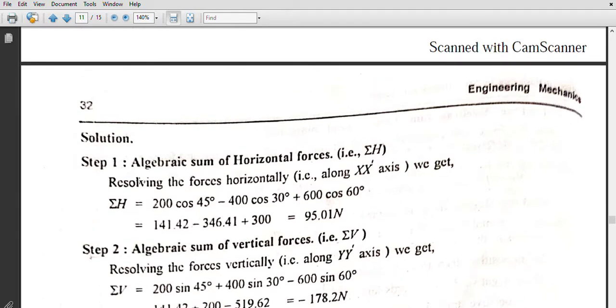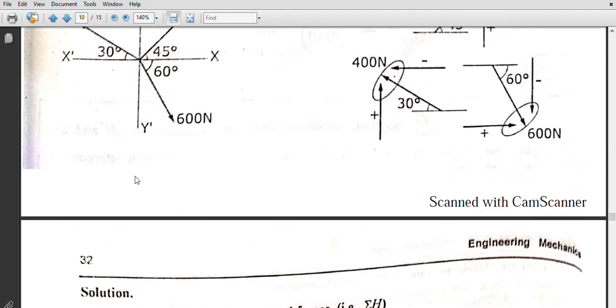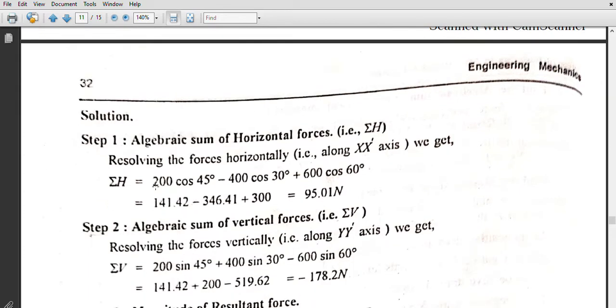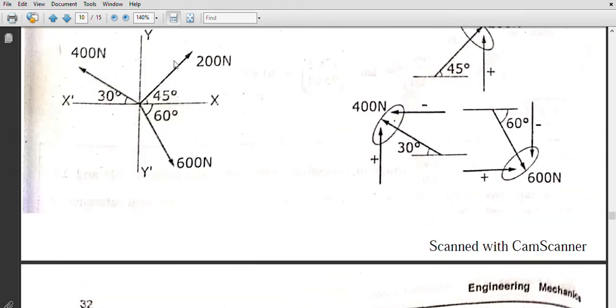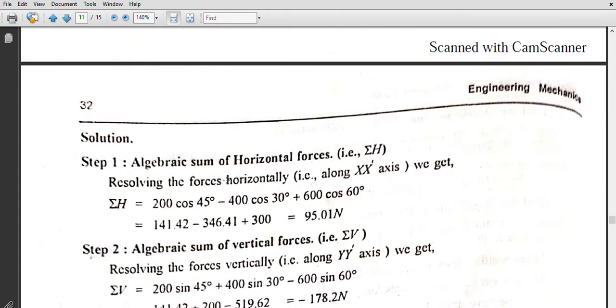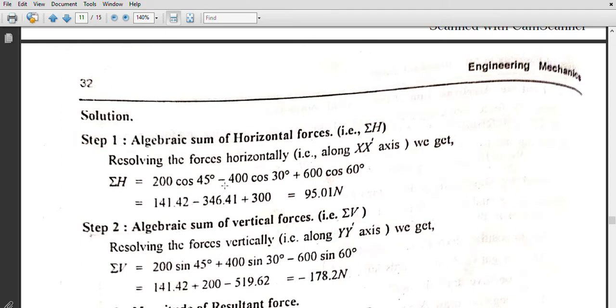First, you have to find the algebraic sum of the horizontal forces, that is summation H. You are segmenting this problem into horizontal forces and vertical forces. In this case, you have to consider only the horizontal direction of the forces. We have taken right side acting forces as positive sign and left side acting forces as negative sign.